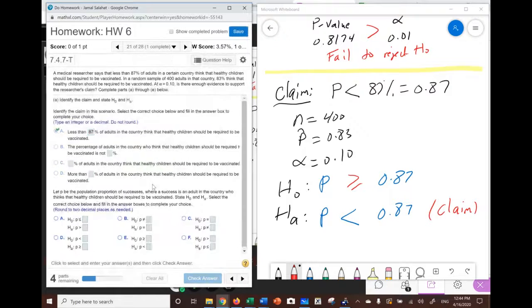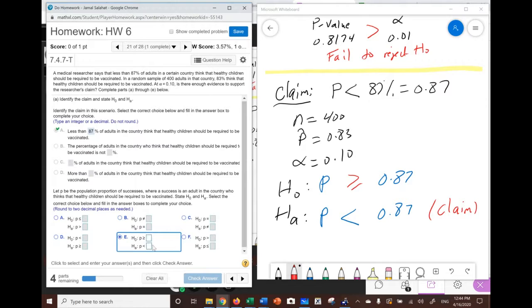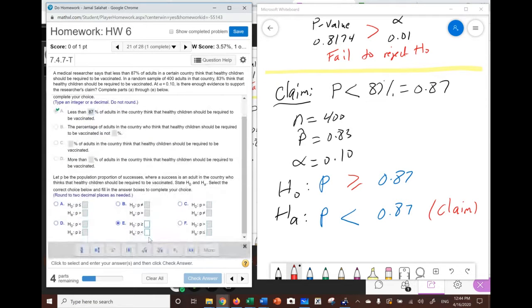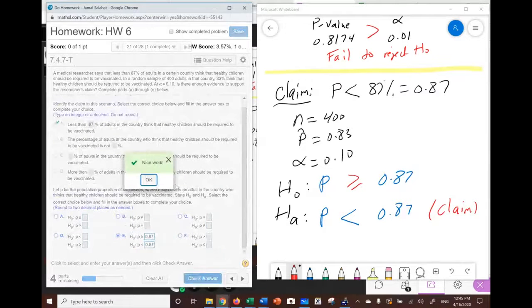Let's go to the second. The second thing in here, we're going to choose H0 and HA. I wrote that already. So we're going to choose greater than or equal, less than, and it's going to be 0.87. And never write a percent in the test itself. Convert that to a decimal. It's going to be 0.87. So we check the answer.